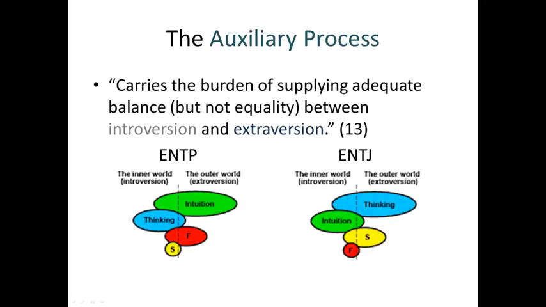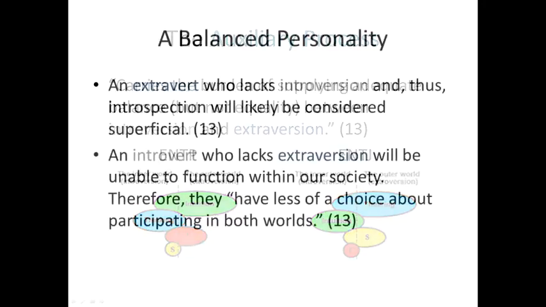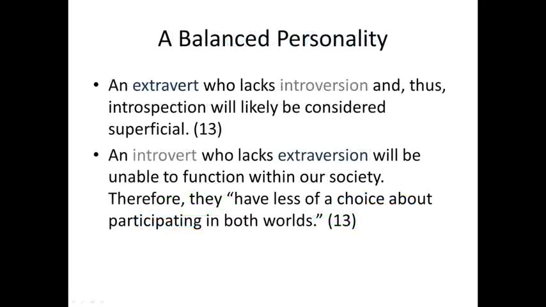So now we've moved on to looking at the auxiliary process a little bit more. This carries the burden of supplying adequate balance, but not equality between introversion and extroversion. So I already went into this quite a bit, so I won't focus on it too much. But as I said, top one's extroverted, second one's introverted. So let's look at it again. Now we're back at the balanced personality. An extrovert who lacks introversion and thus introspection will likely be considered superficial, while an introvert who lacks extroversion will be unable to function within our society.